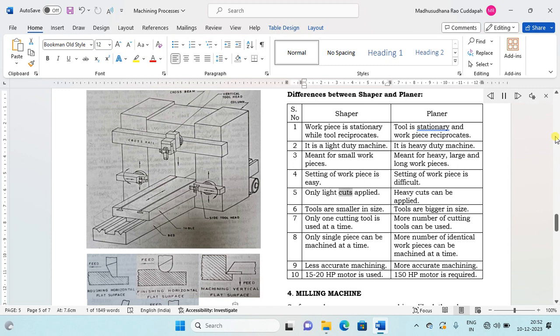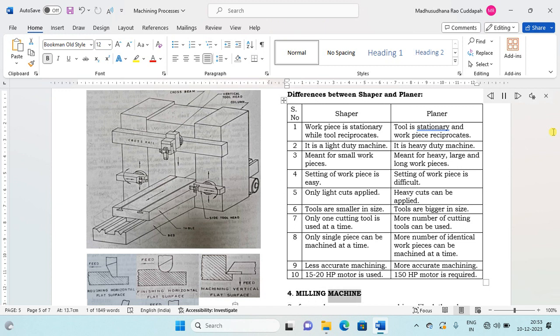5. Only light cuts applied. Heavy cuts can be applied. 6. Tools are smaller in size. Tools are bigger in size. 7. Only one cutting tool is used at a time. More number of cutting tools can be used. 8. Only a single piece can be machined at a time. More number of identical workpieces can be machined at a time. 9. Less accurate machining. More accurate machining. 10. 15 to 20 HP motor is used. 150 HP motor is required.